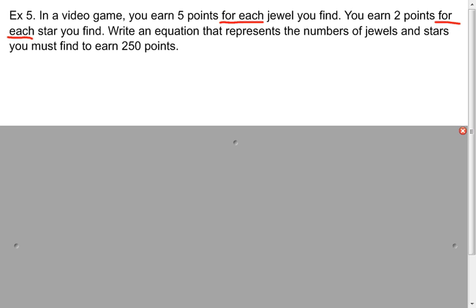For each, remember, means multiply. Been using that since the beginning of the year. So 5 times the number of joules, 2 points for each star, 2 times the number of stars. I'm going to add those together because I'm trying to get a total of 250 points. 5 points for each joule, 2 points for each star. Put those together and I get a total of 250.